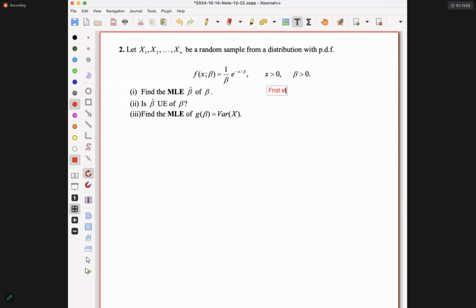So the first step when finding the maximum likelihood estimator is always to find the likelihood function itself. And then for most distributions and parameters, take the log of the likelihood and differentiate. Does that make sense?